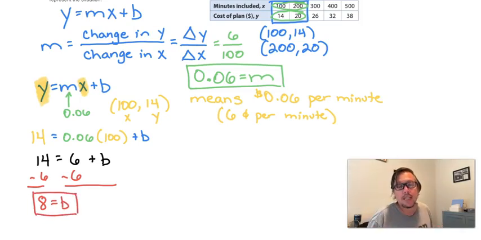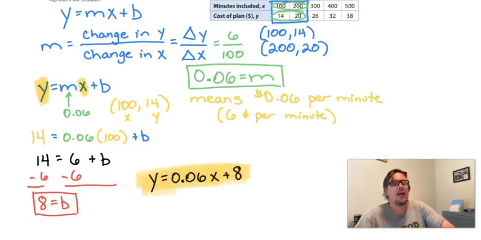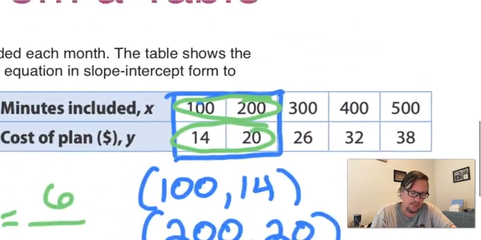So my m is 0.06, my b is 8, so I can write the equation as y equals mx plus b. There's the answer. Done. Now I said I was going to show you the long way, which is plugging in the x and y. Let me show you what the short way is. And to find the short way, we have to go back to the table. Now remember, the y-intercept is 8. Let's go back and look at the table.